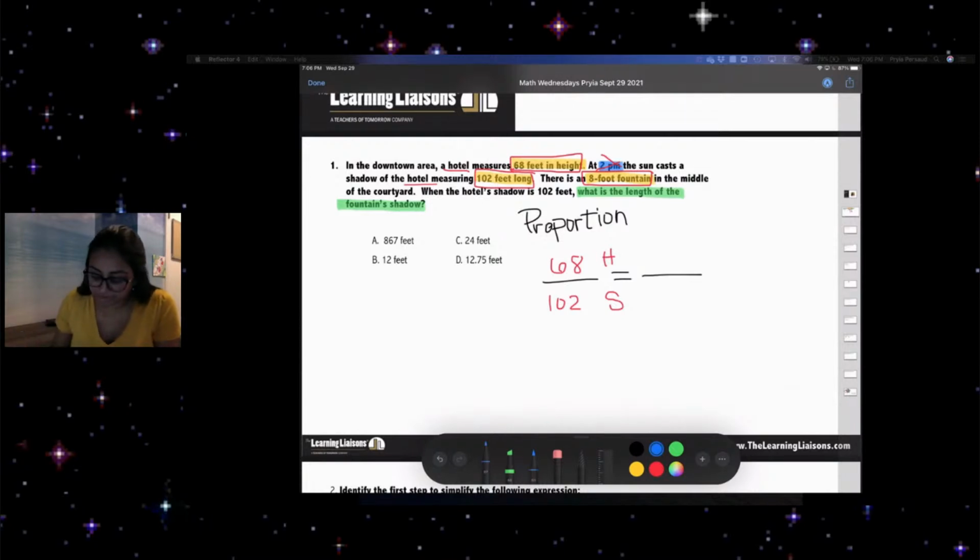We then go and read that we have that 8-foot fountain. Well, is the 8-foot fountain the shadow or the height to the second piece of information? Well, it's not the shadow because they're asking us for the fountain shadow. So it must be the height. Let's go ahead and put that piece of information in. And remember, we're solving for the shadow. So we're going to put X at the bottom.